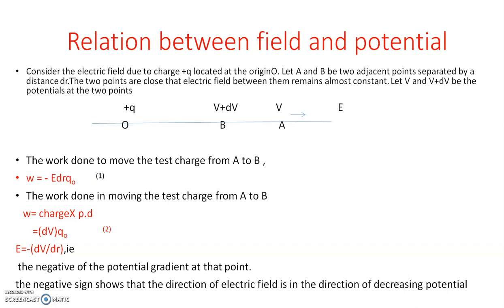So both can be equated. If you equate both, Q0 will get cancelled, so that you will get the expression of electric field as minus dV by dr. If any quantity varies with distance, we say it as gradient. So here we can say electric field is the negative gradient of potential, or negative of the potential gradient. The significance of the negative sign is that the direction of the electric field is in the direction of decreasing potential.